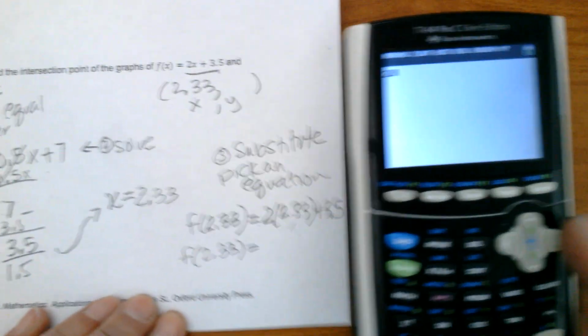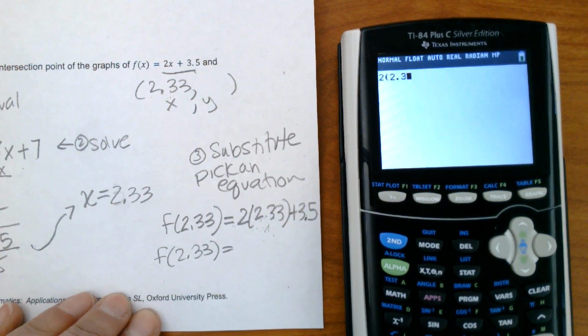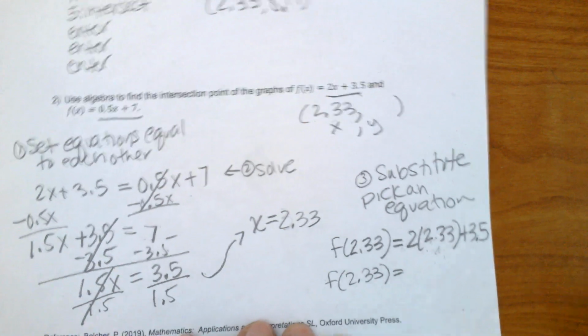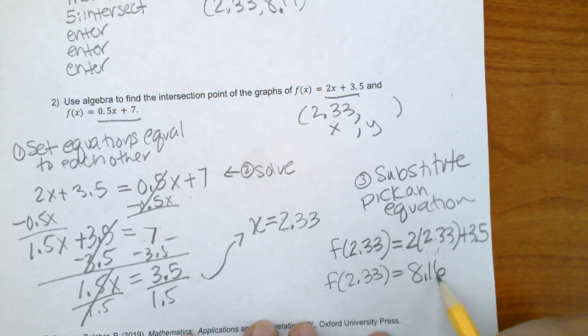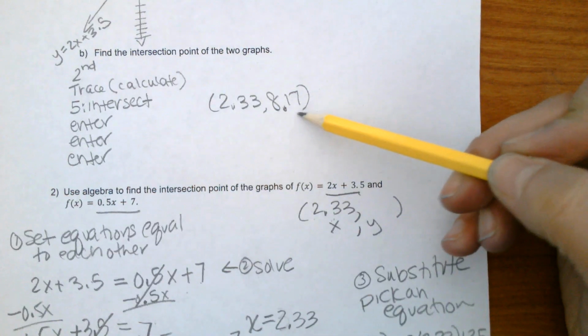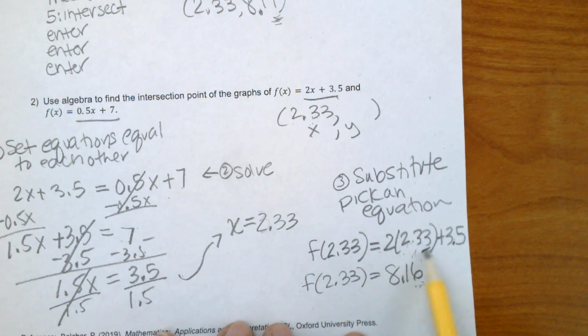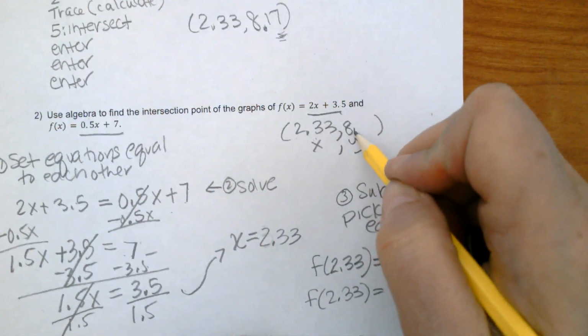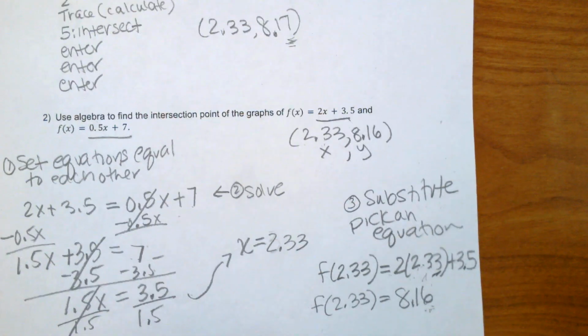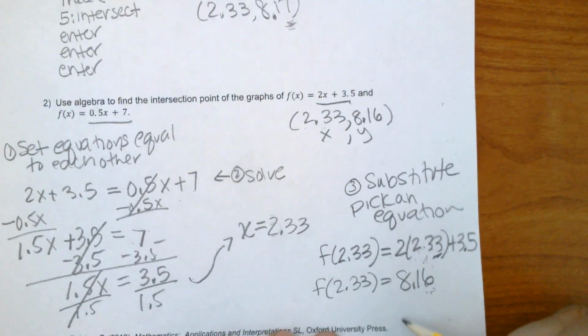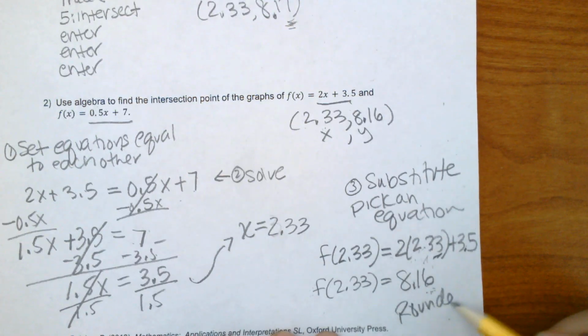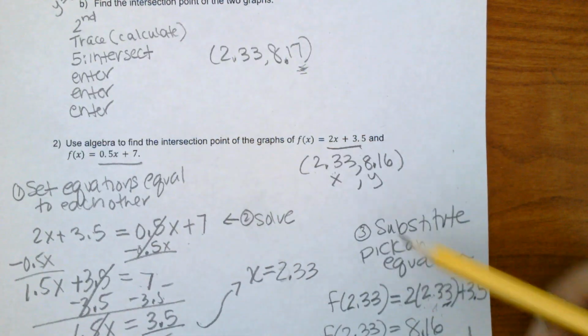2 times 2.33 plus 3.5. And we'll get 8.16, which is fine. It's just round off error. So the reason why this came out to 8.17 is because I rounded it. Here, because I rounded this answer, this had a little bit of round off error, and that's absolutely fine. They're the same answer, just this one was rounded more. That's all. So same answer.